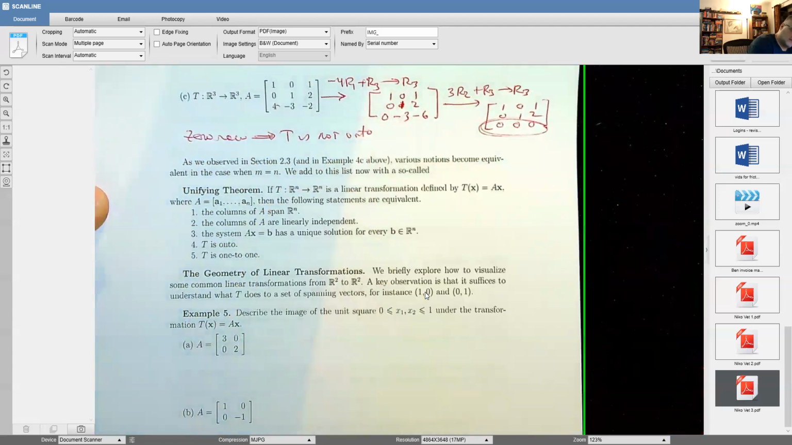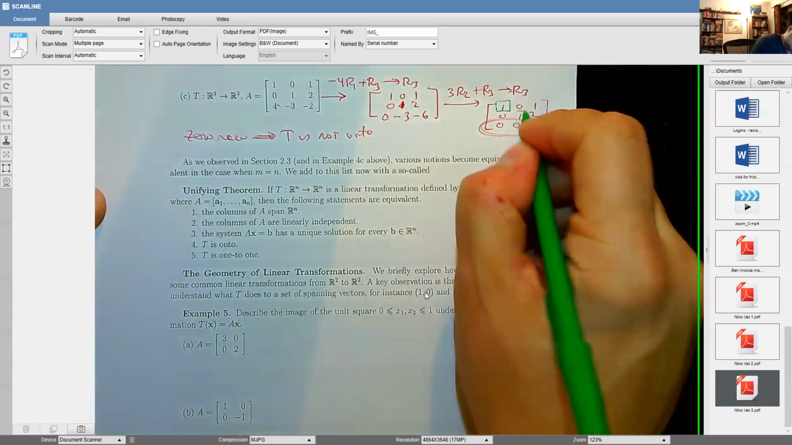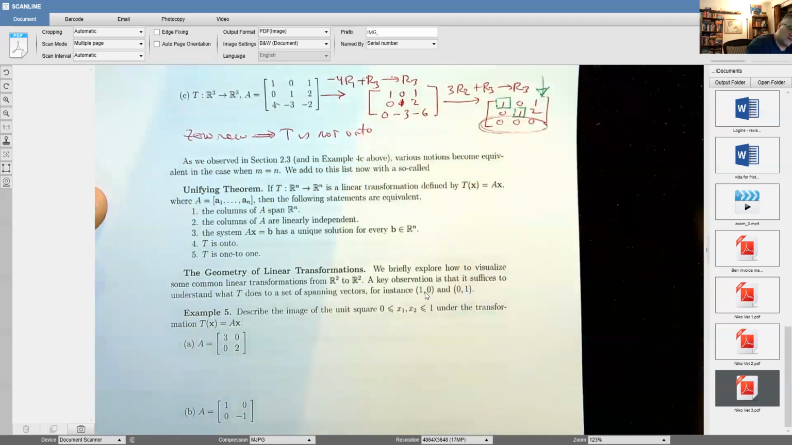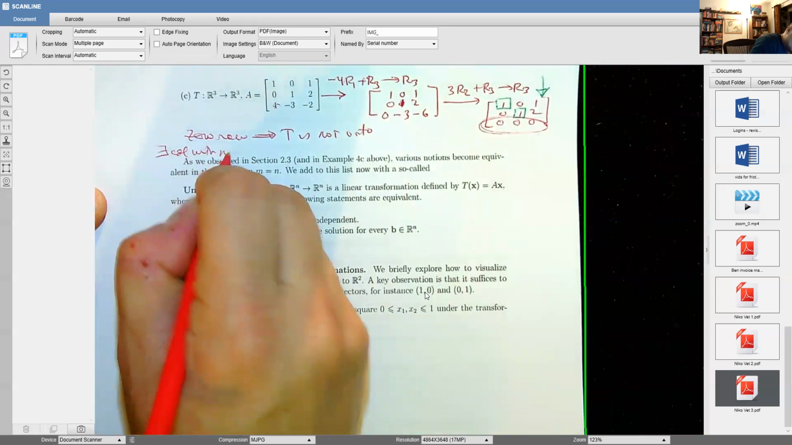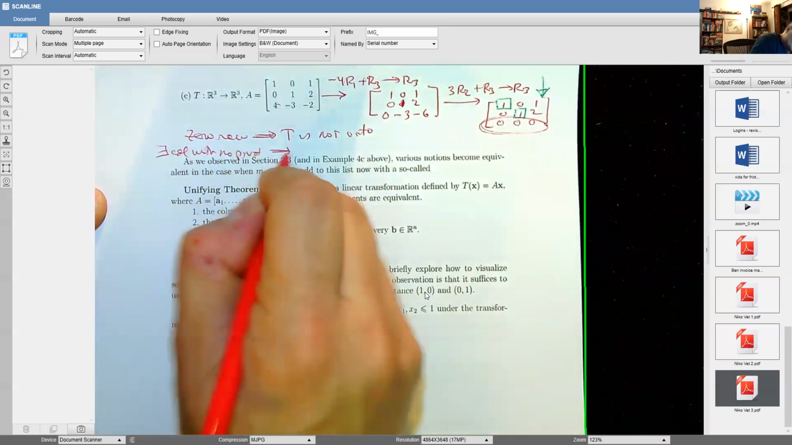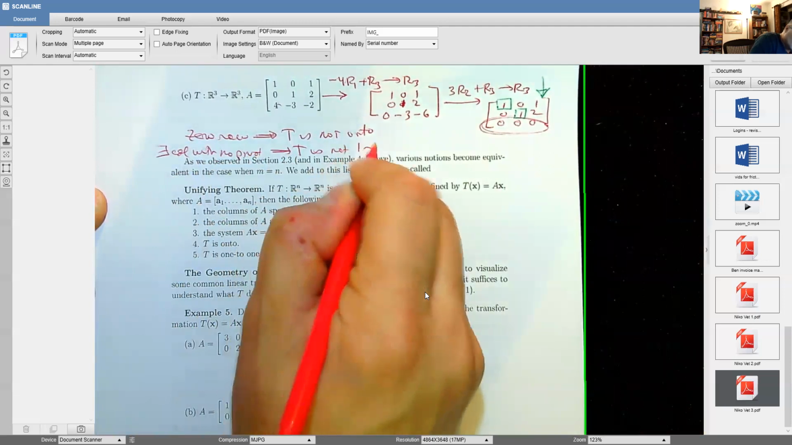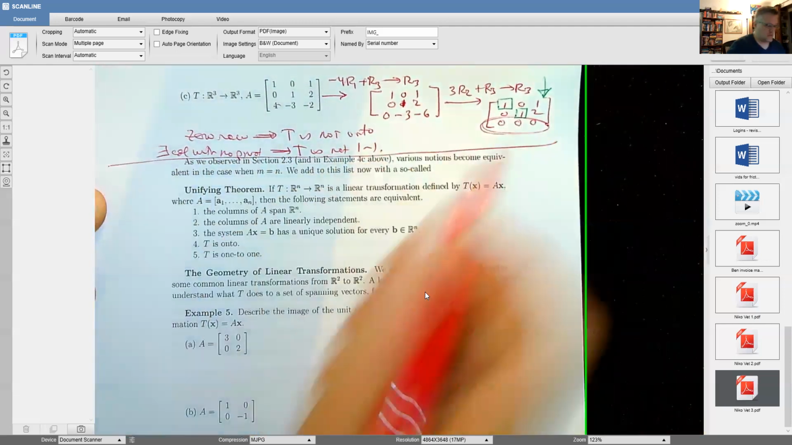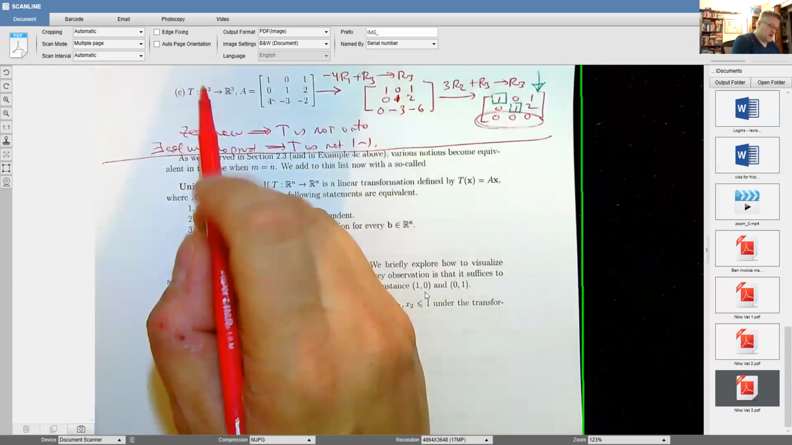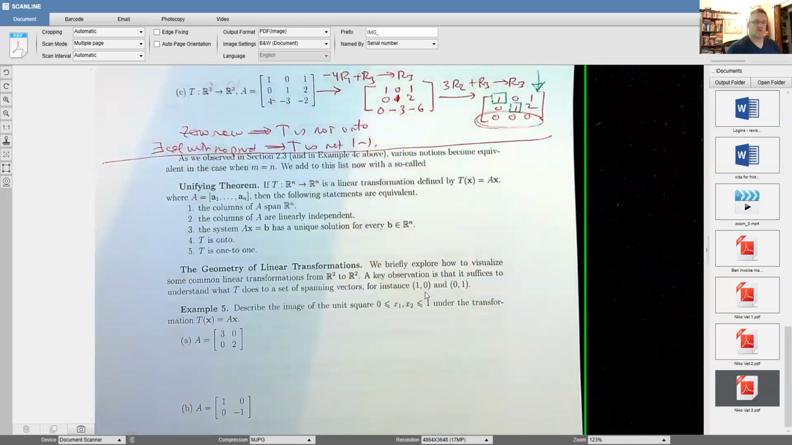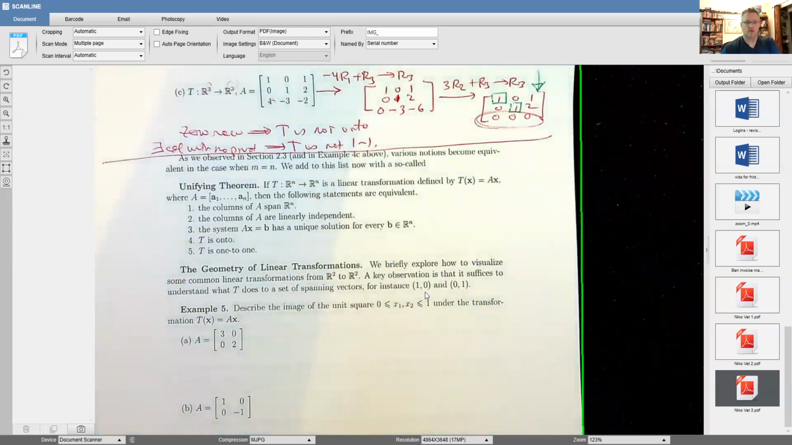Okay, and then furthermore, here are the pivots, right? There is a column without a pivot, right? So there is a column with no pivot, and so T is not 1 to 1 either. Okay, so you'll have mappings from R3 into R3 that are onto but not 1 to 1, 1 to 1 but not onto, both or neither, right? All of those possibilities are possible. All those scenarios are possible when those dimensions are the same. So you have to put it into echelon form.